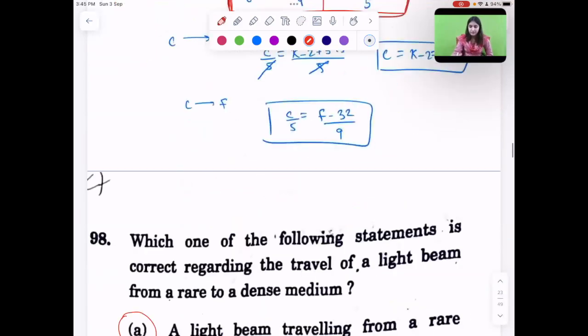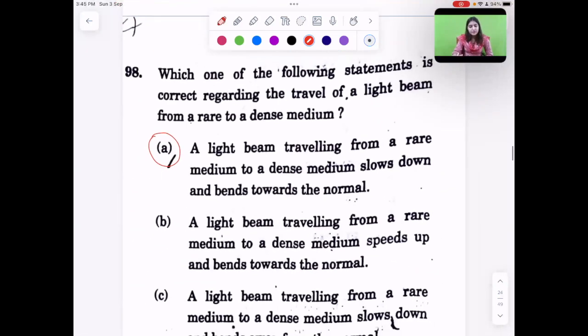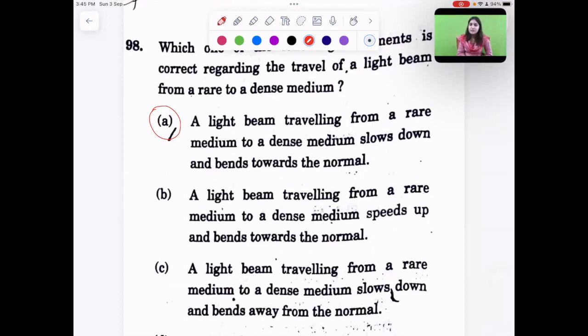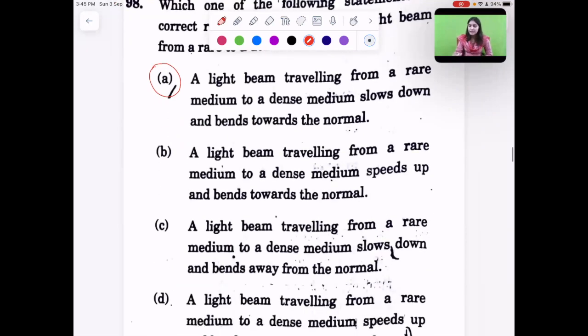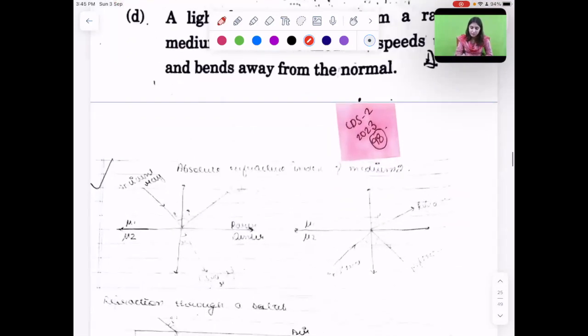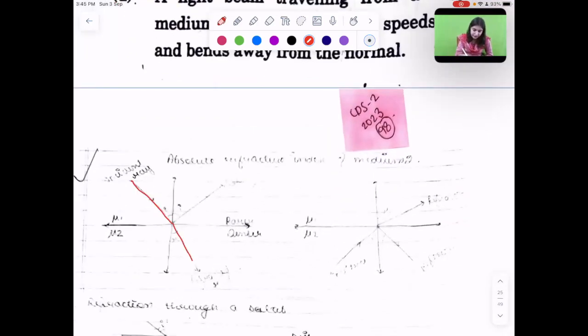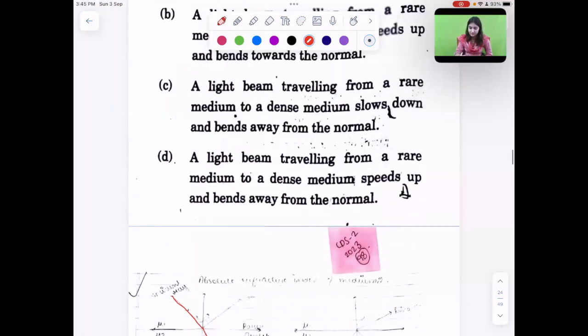Next, this question is from optics. We have to identify the correct statement. So statement A is correct. It says that when a light ray goes from rarer to denser medium, it bends towards the normal, and its speed decreases. So option A is the answer.